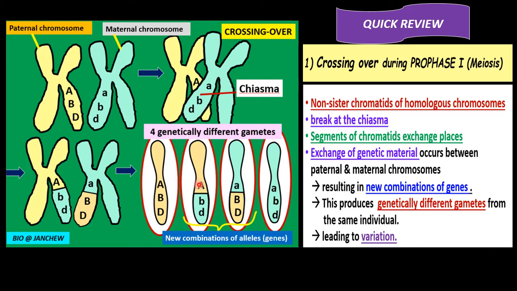So now you have 4 chromatids which have different combinations of alleles between them, and these 2 are the new combinations of alleles. So basically, crossing over leads to the exchange of genetic material, which results in recombinations or new combinations of genes. This produces genetically different gametes and causes variation.